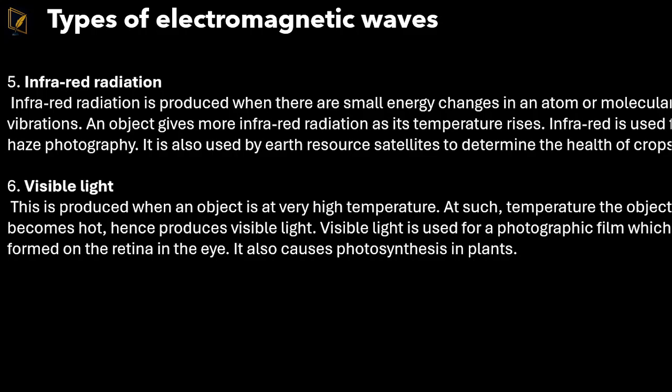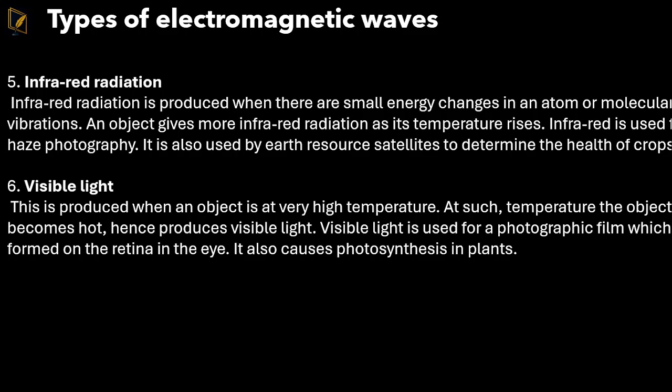Infrared radiation is produced when there are small energy changes in an atom or molecular vibrations. You can see how all these radiations are formed. It's all related to some changes in the atomic structures. An object gives out more infrared radiation as its temperature rises, meaning very hot objects emit infrared radiation. Infrared radiation is used in photography. It is also used by Earth satellites to determine the health of globes.